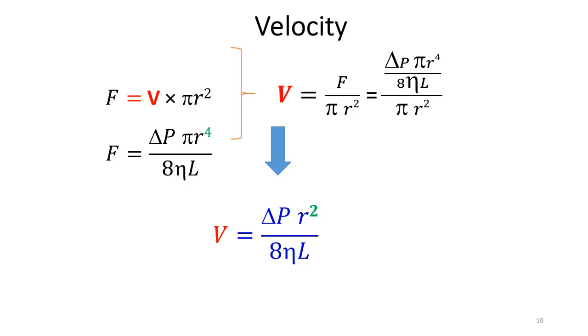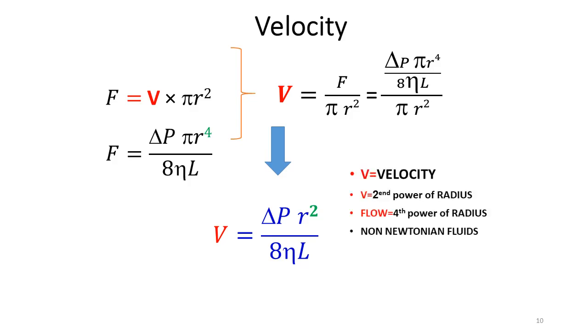One important thing in this formula is that flow is influenced by the fourth power of radius, but velocity is influenced by the second power of radius. Why is this important? When some vessels want to divide into smaller vessels, if the speed of blood flow is higher, they cannot turn into the smaller vessels.